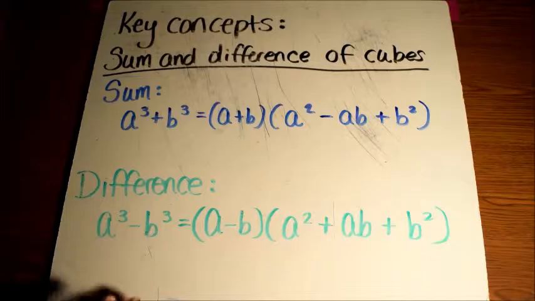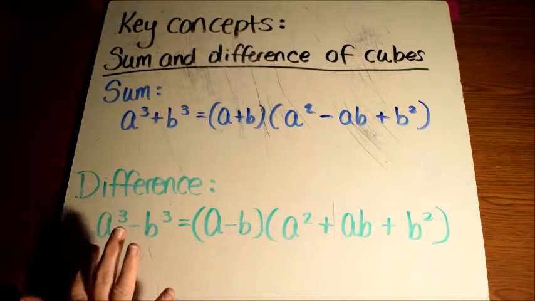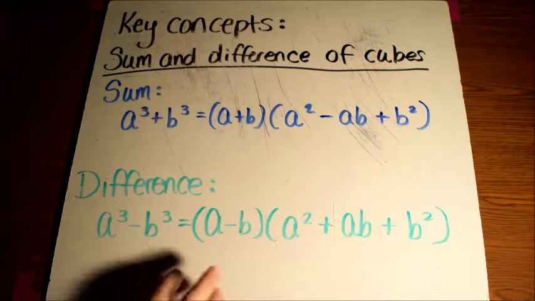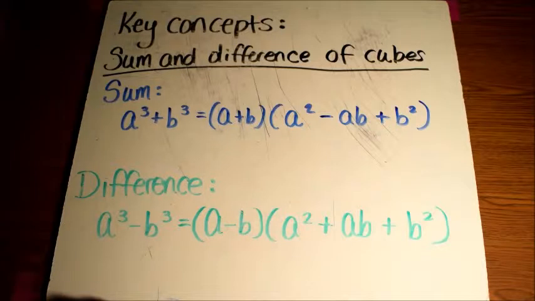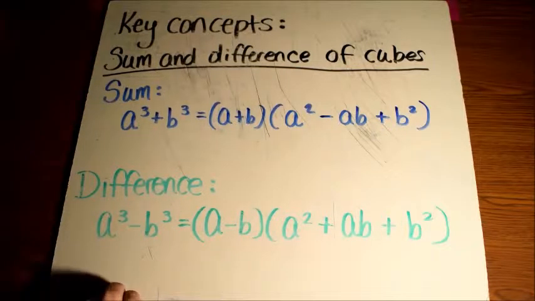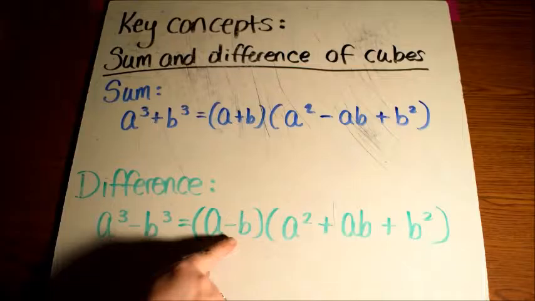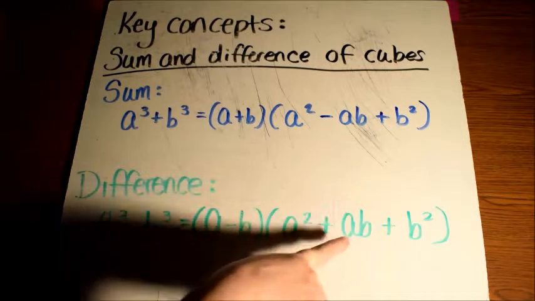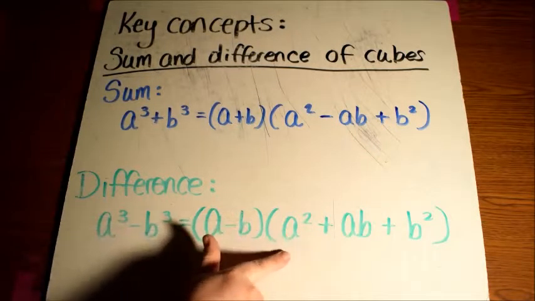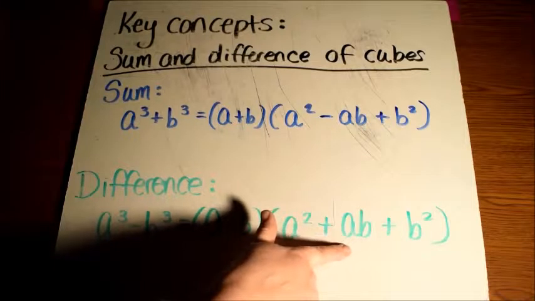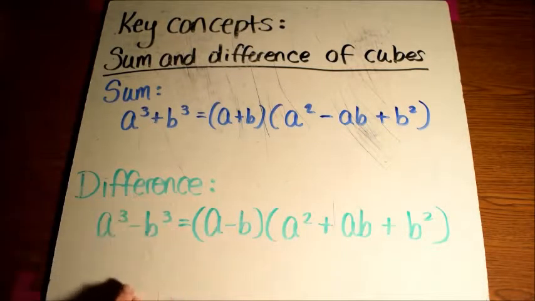For the difference, we do the same thing. We've got the difference, a cubed minus b cubed. For the first factor, we just remove the cubes, and then we split it up. We used a minus already, so both of these are plus. It's a squared plus a times b plus b squared.